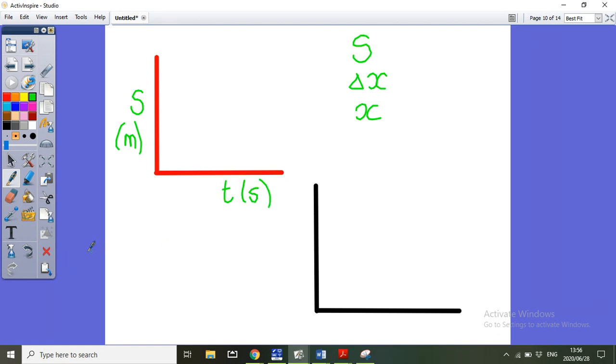There are a few options here. We are going to deal with changing displacement. Yes, we can deal with changing displacement. So that means an object is moving.